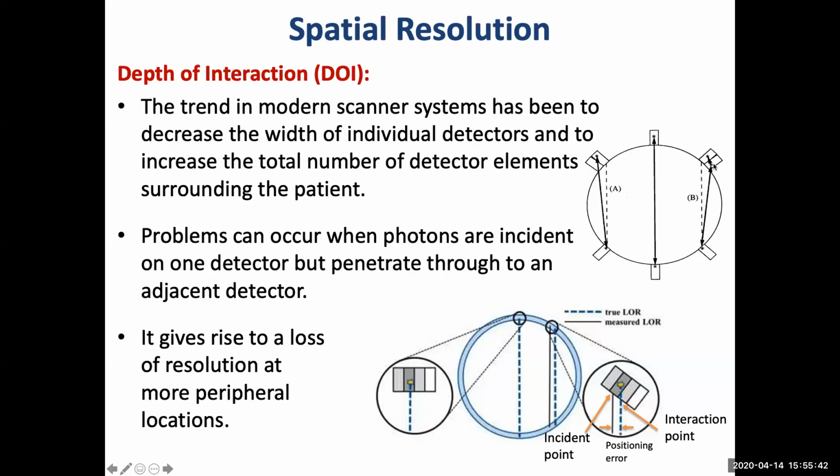So photons are incident on one detector here, but penetrate through to an adjacent detector here, and the line of response is misplaced and drawn in this area. So this is called positioning error or misplacement error, because the line of response should be this one here. But because of the penetration of the photon from one detector to another, we get this one here. And this is called the depth of interaction problem in PET. So it gives rise to loss of resolution at more peripheral locations. Especially here, it's difficult to get the depth of interaction. You get this effect that affects the spatial resolution in the peripheral area.